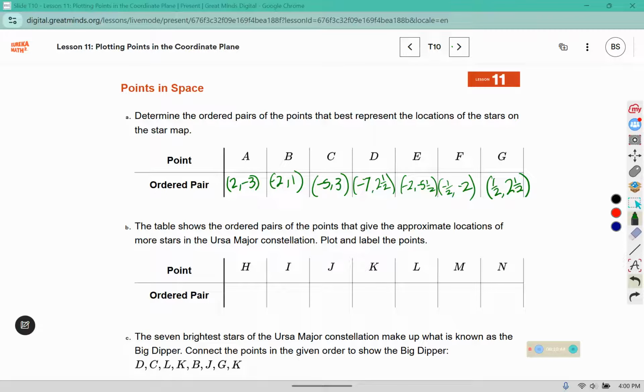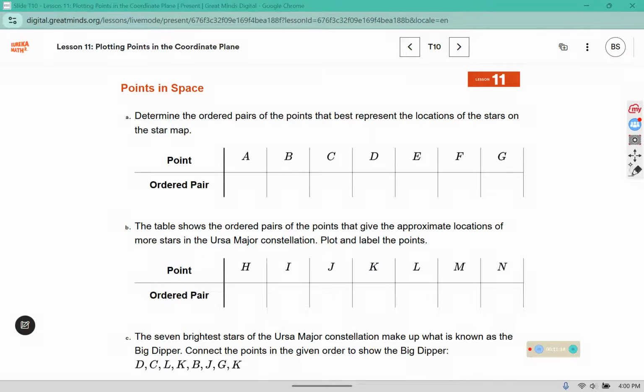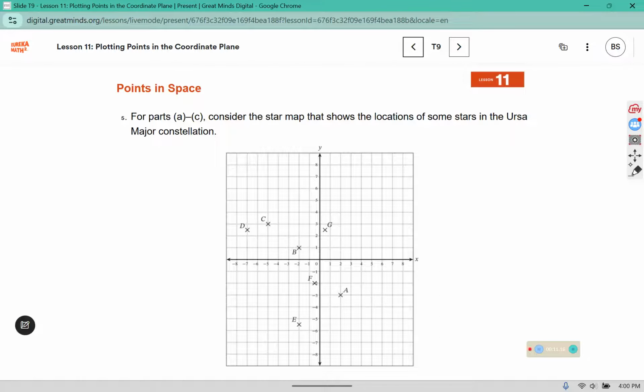The table shows the ordered pairs for the points that give the approximate locations of more stars in the Ursa Major constellation. Plot and label the points. They aren't written in my book, but they should be written in yours. And you are going to plot and label those points on the grid provided. So the coordinates should all be listed here in the table in your book, and we're going to go back and graph them, adding them to this grid here.